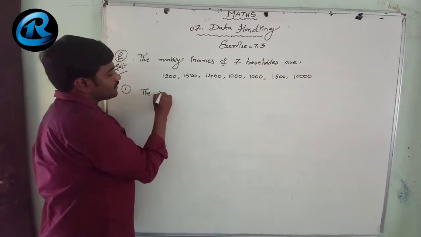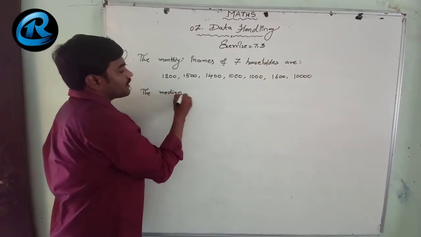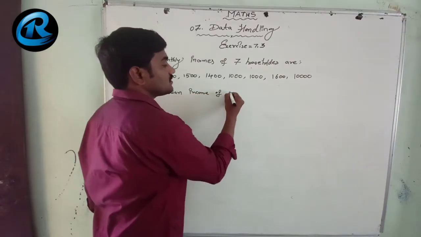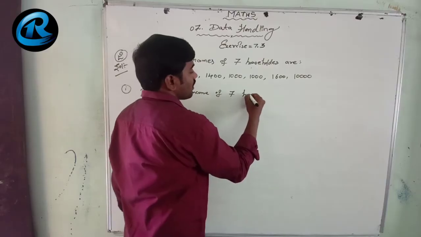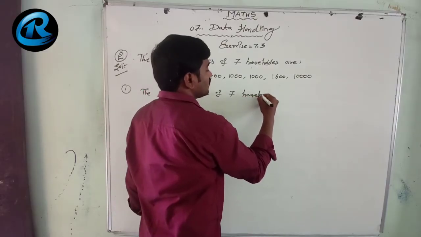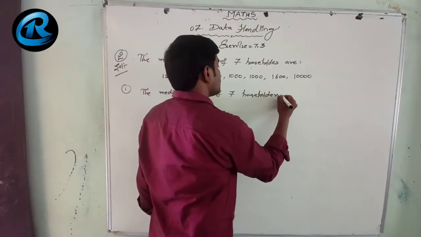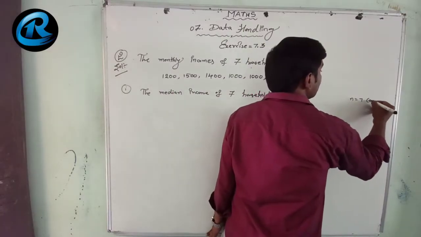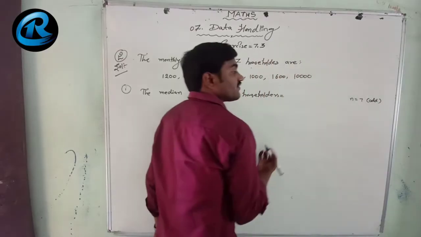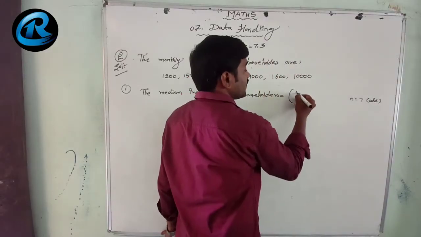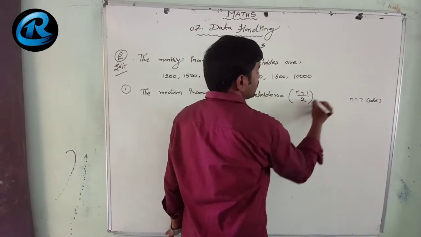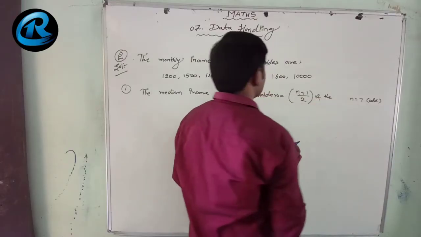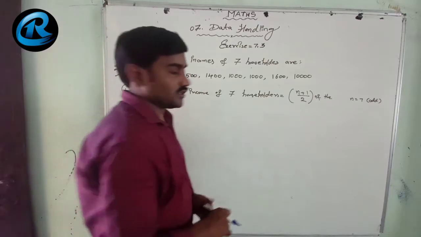The median income of 7 householders equal to, here n equal to 7. It is nothing but an odd number. If the number of observations is an odd number, what is the formula? N plus 1 by 2 of the observations.